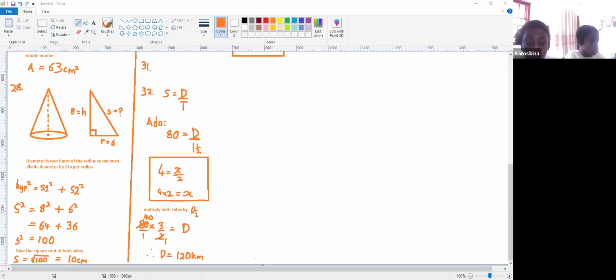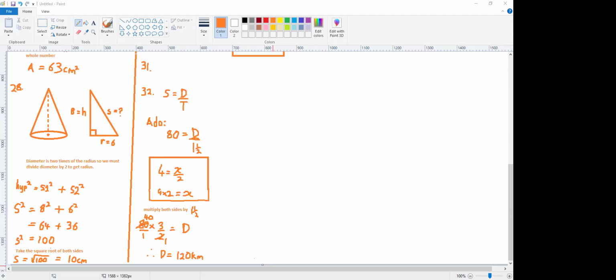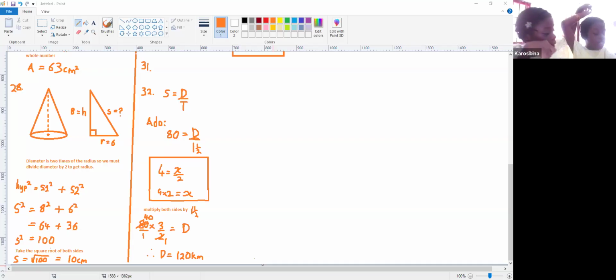Number 33. It says, how long did it take Hassan to finish the race? Pronounce that name correctly now. That's Hassan. Okay, sorry. How long did it take Hassan to finish the race?